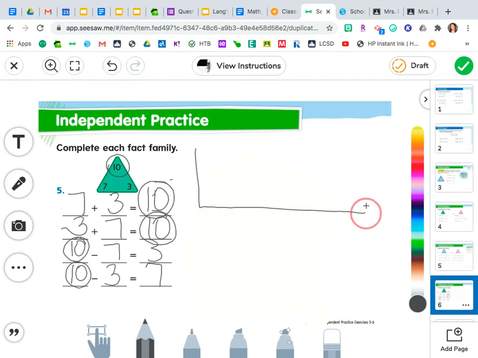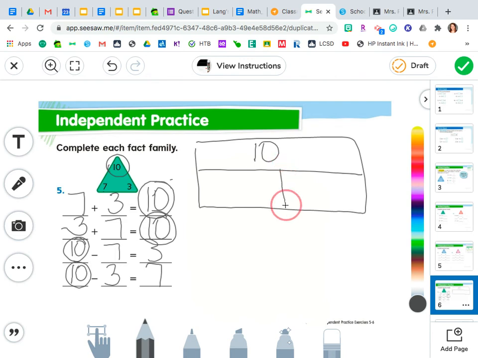We did also talk about how this could be modeled in a different shape. For example, our rectangle with our part-whole model. So 10 is my whole. It's taking up the whole top half of the rectangle. Well, then I'm going to split the bottom into parts. 7 becomes one of my parts, and 3 becomes one of my parts. And again, it's the same concept that 10 is my biggest number, and 7 and 3 are my interchangeable parts.